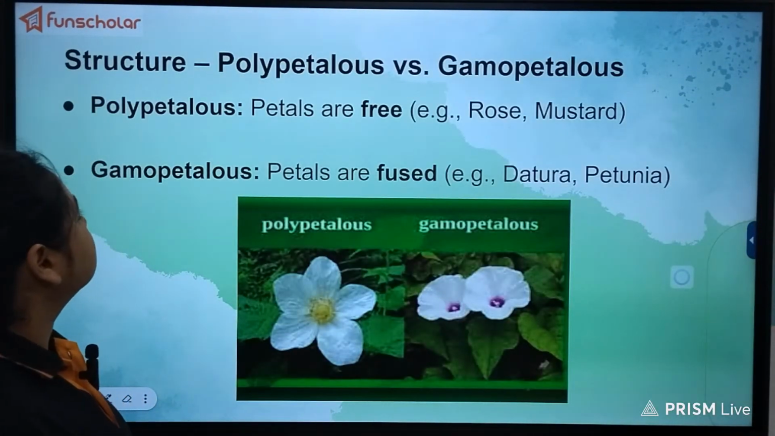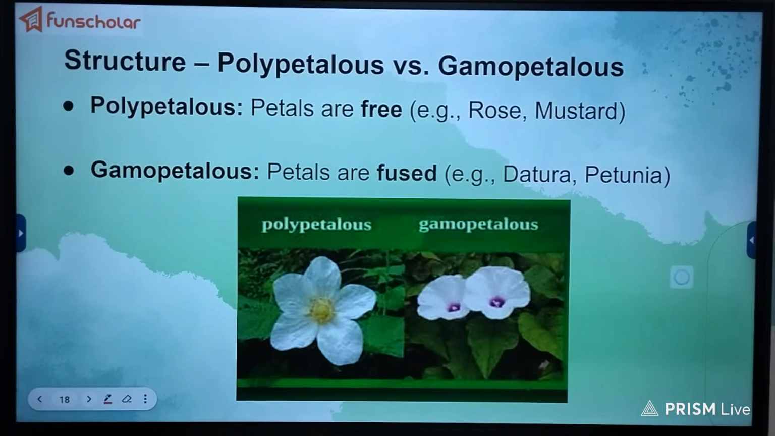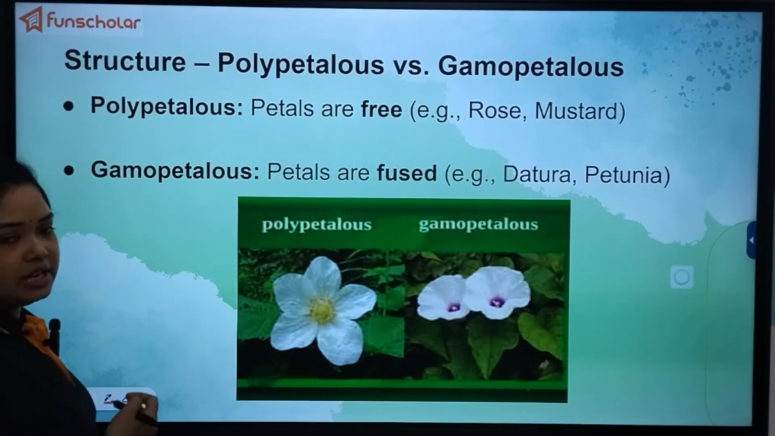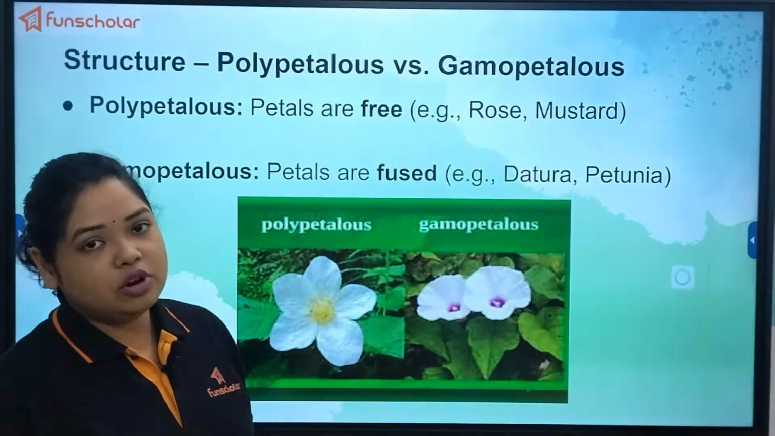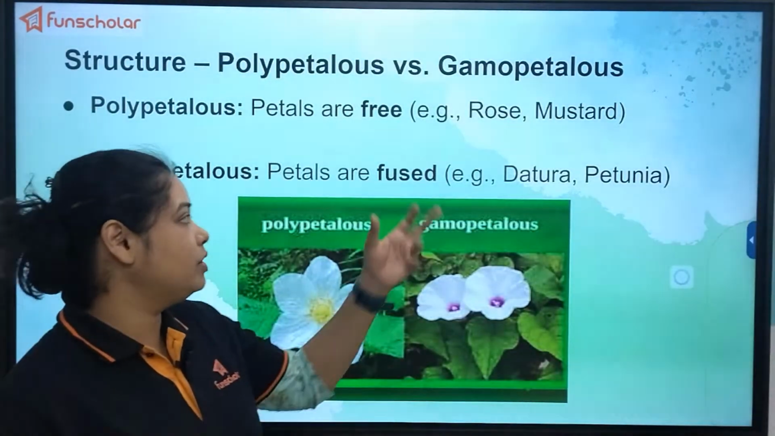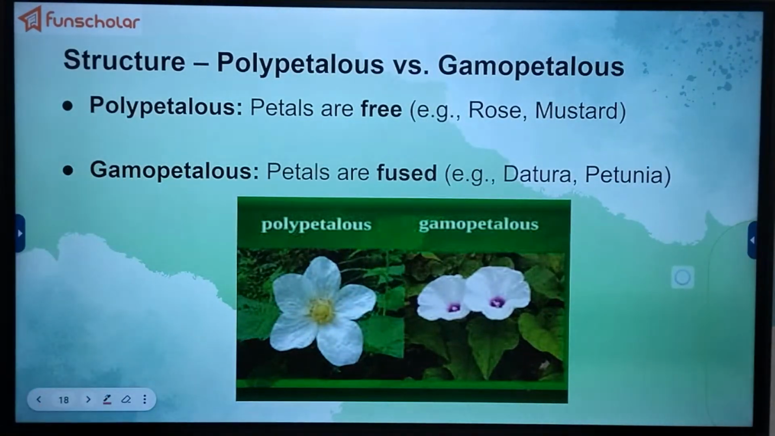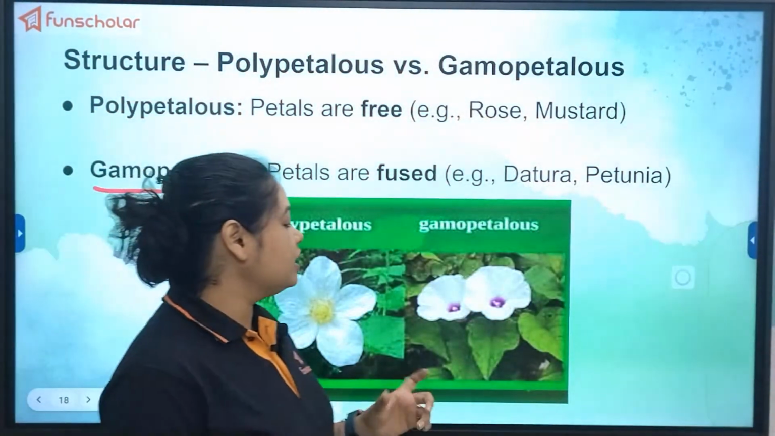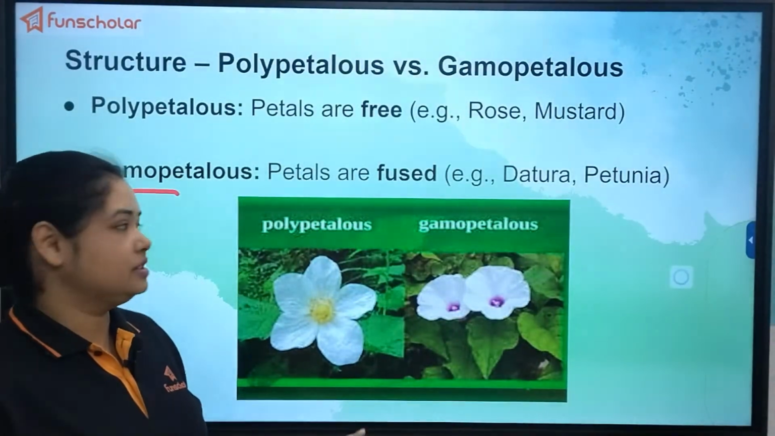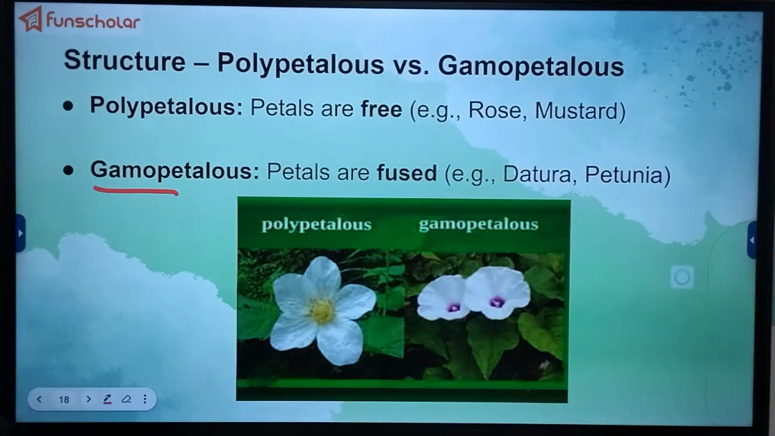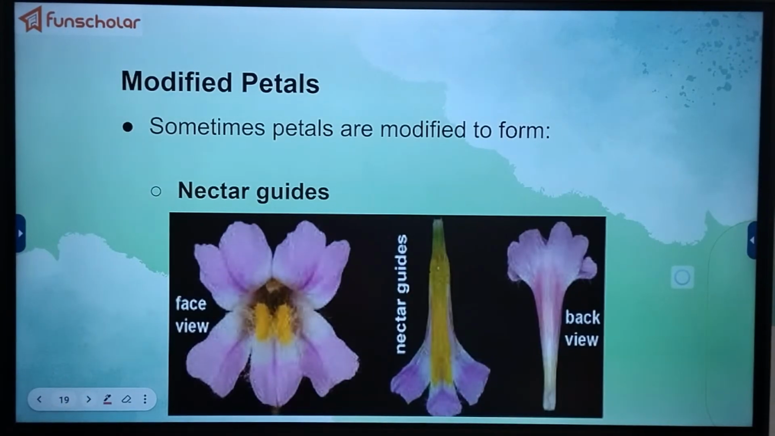Now, according to the structure, the corolla or the petals can be polypetalous or gamopetalous. Again, in case of polypetalous, they are free from one another. So you can count the number of petals in this case. Example, rose and mustard. And in case of gamopetalous, they are fused to one another, and there is no distinction between the separate petals. So the examples include the datura, petunia, all these flowers.